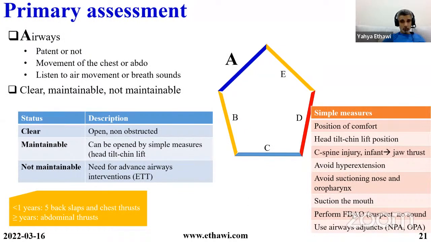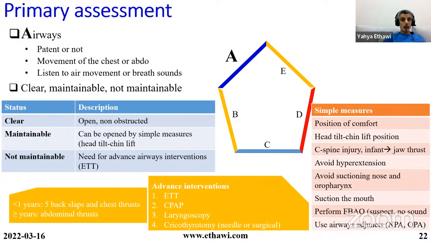When you want to perform FBAO, or foreign body airway obstruction removal, depending on the age: if less than 1 year, you do 5 back slaps and chest thrusts. And if you are more than 1 year, you have to do abdominal thrusts. When we say advanced intervention, we mean ETT, CPAP, laryngoscope. We might also do cricothyrotomy, whether by needle or by surgical intervention.